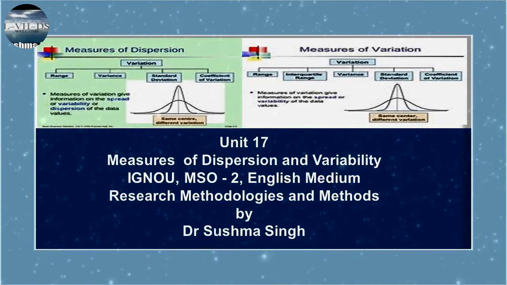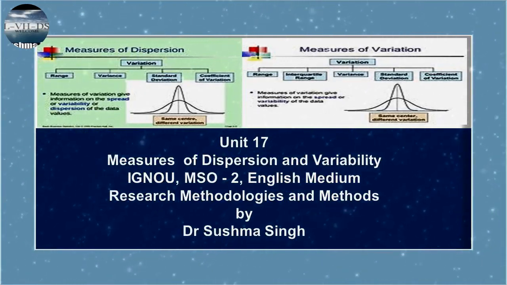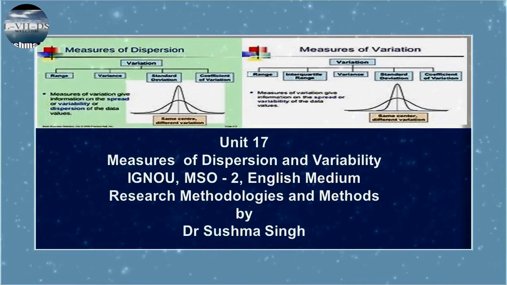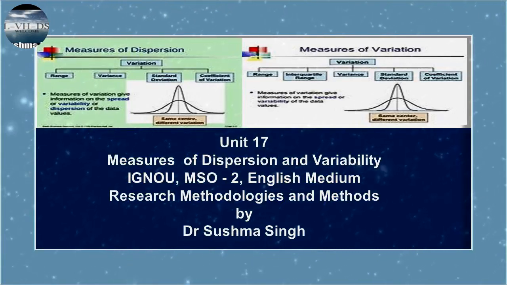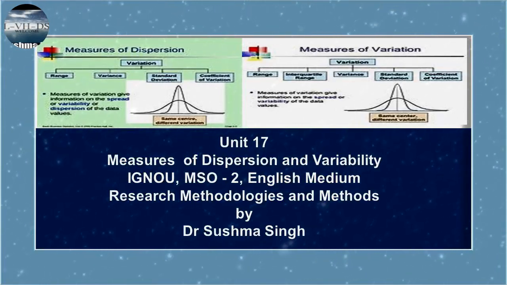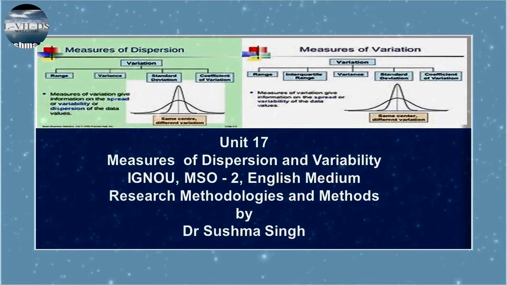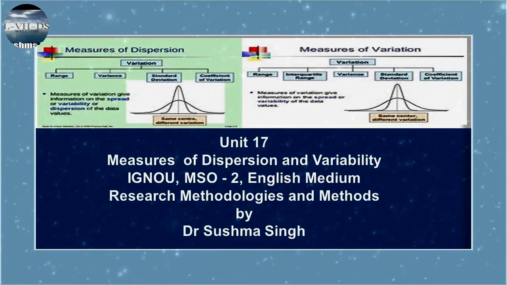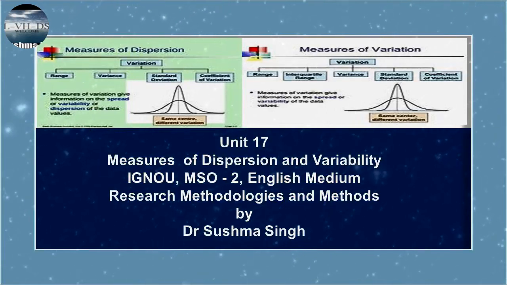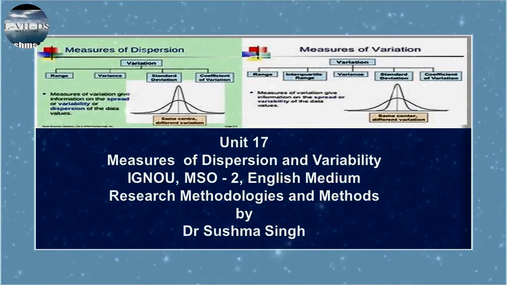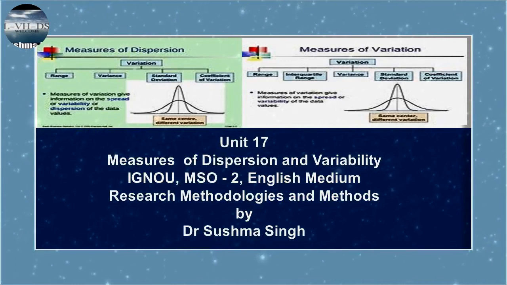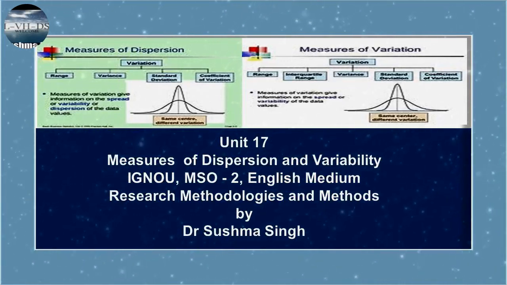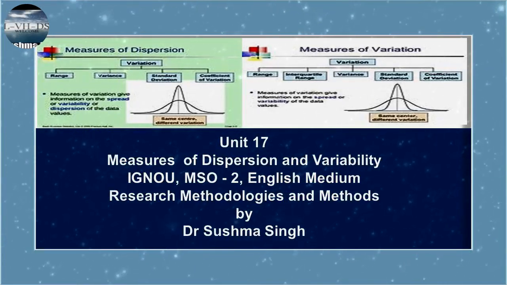Now let us move to the next point, the standard deviation. The standard deviation is the positive square root of the variance. Therefore, it has the same units as the original measurements. It can be calculated using the following formula. Standard deviation S is equal to the square root of the sample variance.